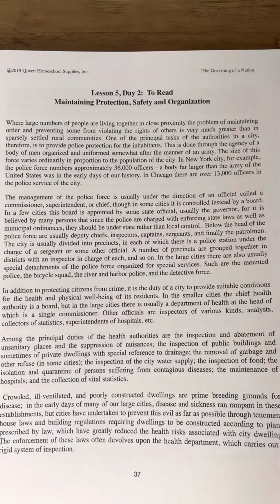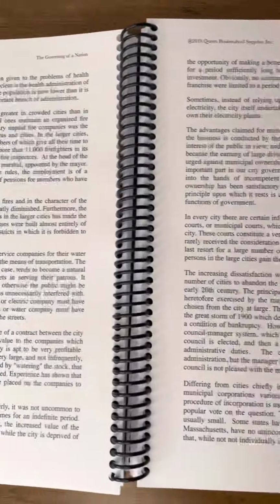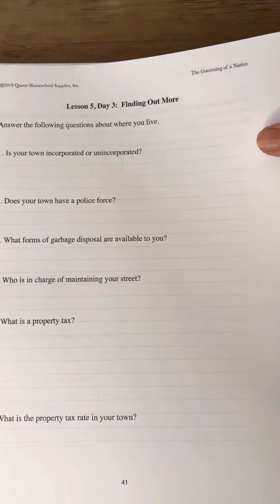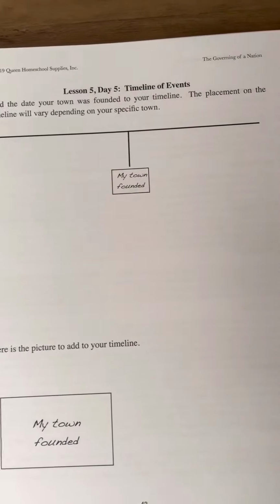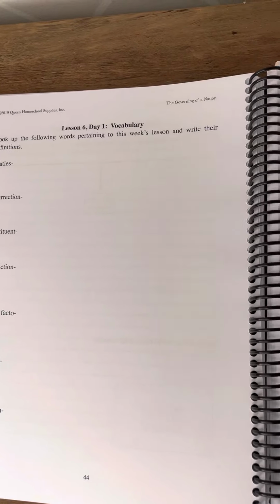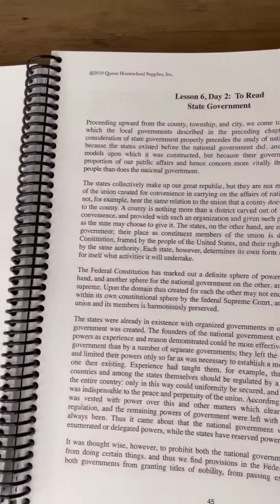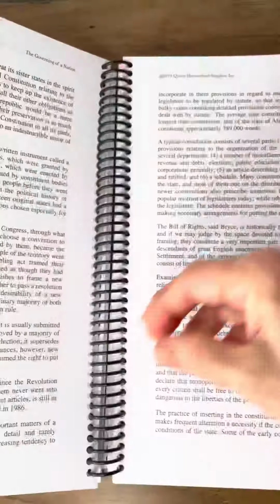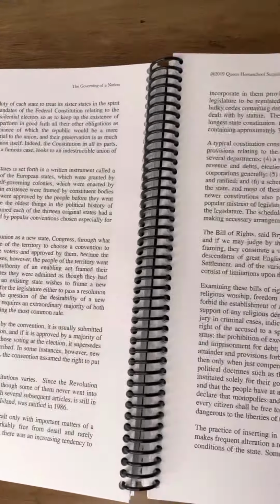This is the story for Tuesday. It's a few pages long, and then they're going to find out more about the things that they're learning about. And this week we do have a timeline. Lesson 6, which is week 6, is learning more about state government this week: the rights of the state in the federal constitution.